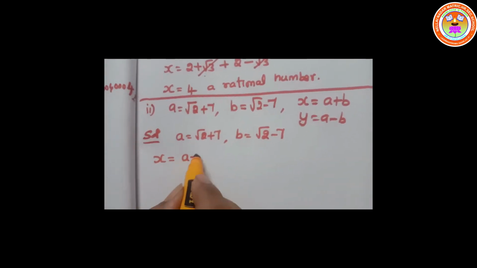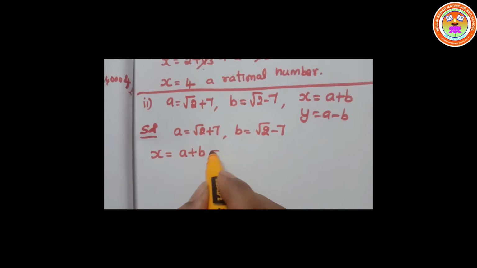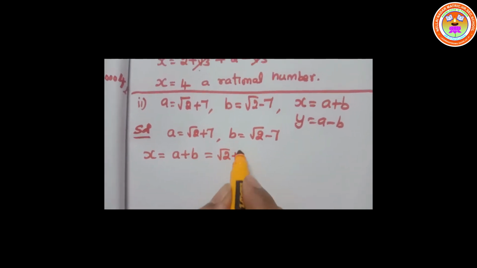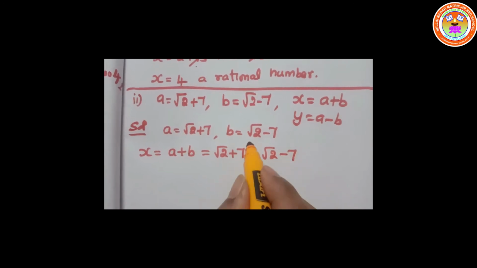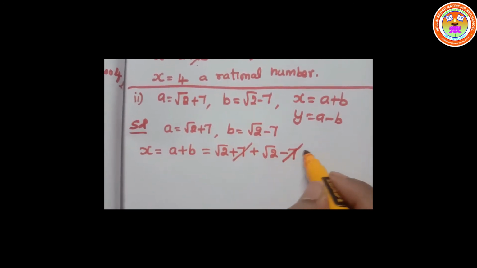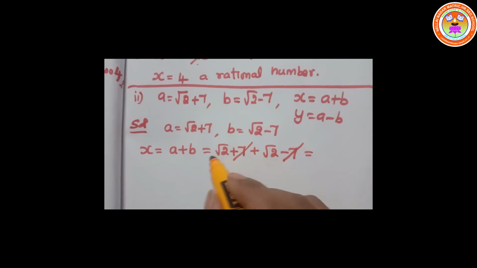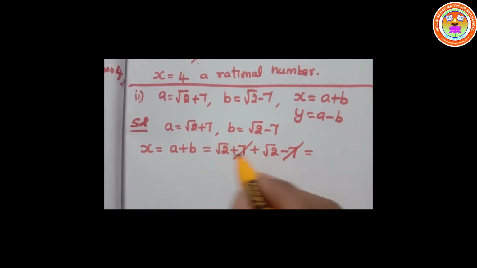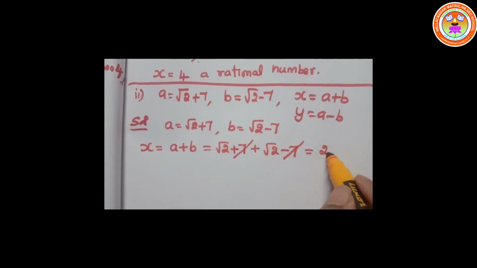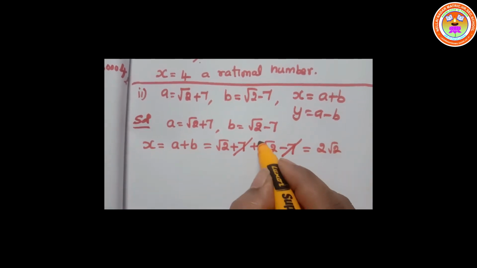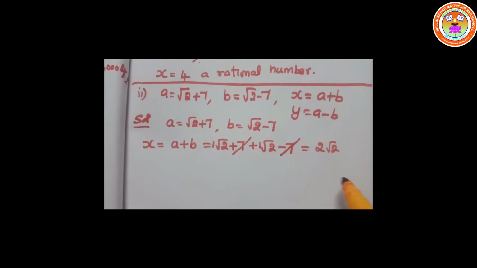x value is given as a plus b. a value is what? Root 2 plus 7. b value is what? Root 2 minus 7. Plus 7 minus 7 eliminate. It is root 2, root 2. Right? It is a like term. So root 2 plus root 2 equal to 2 root 2. Here 1 is there, here 1 is there. So 2 root 2.